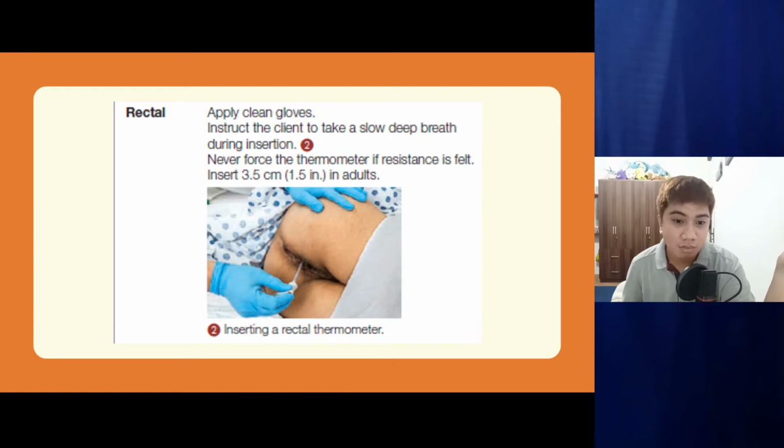This one is no longer advisable for the elderly. It is only for children, but if there are no other sites or the mouth is not possible, the rectal area is also possible. So, all you have to do is to wear your clean gloves and then insert it in the rectal area. Allow the person to breathe deeply and then insert that one. Okay? So, this is only performed by medical professionals. But if you are trained to do so, then you may. Okay?